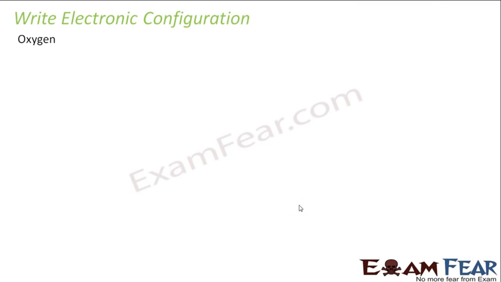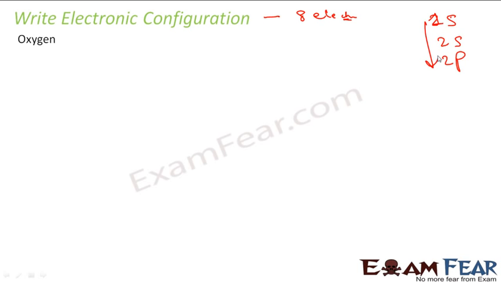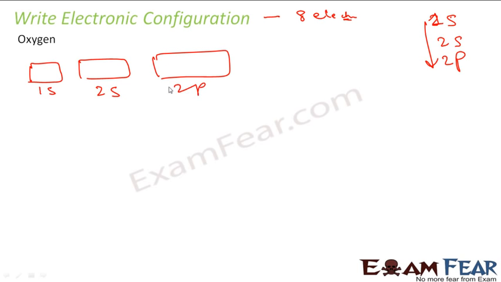Let's take oxygen. Oxygen has 8 electrons. Correct? So again I have the 1s subshell, lowest energy, then the 2s subshell, then the 2p subshells, in increasing order of energy. So let's write the 1s subshell. It will have 2 electrons. Then the 2s subshell, then the 2p subshell. The 2p subshell will have 3 orbitals, so I drew 3 boxes. 8 electrons have to come.